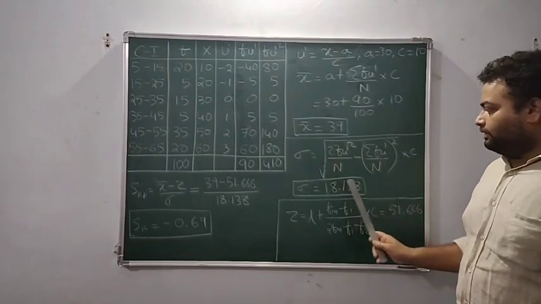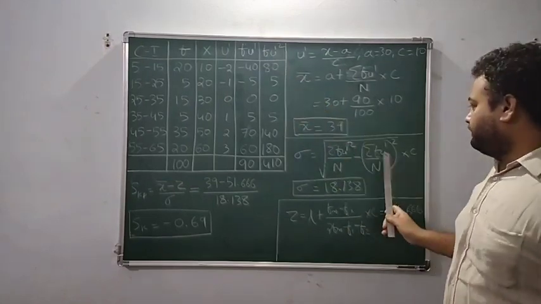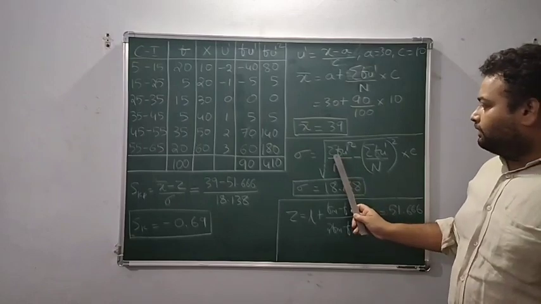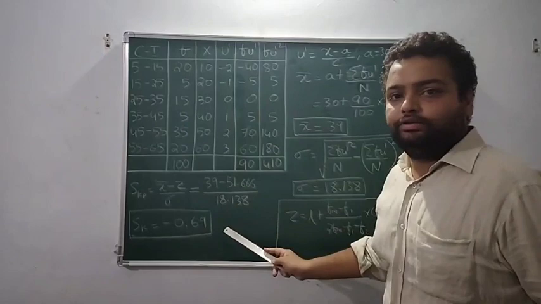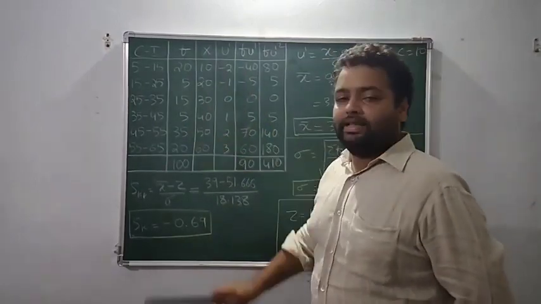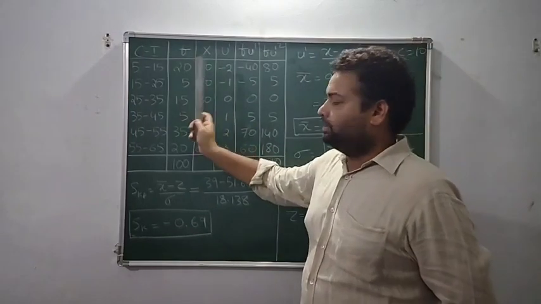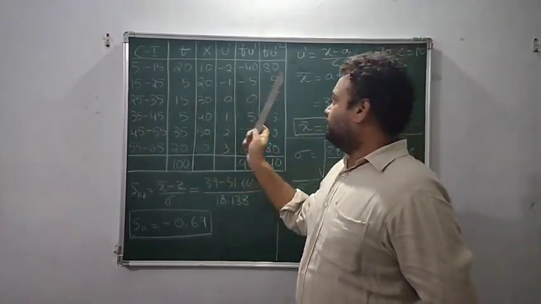So we have this formula here. We already have the column summation of f u dash divided by n. So we need to compute the column f into u dash square. So square all the u dash values here and then multiply them with the frequency column. So minus 2 square is 4. 4 into 20 is 80. Next, minus 1 square is 1. 1 into 5 is 5.